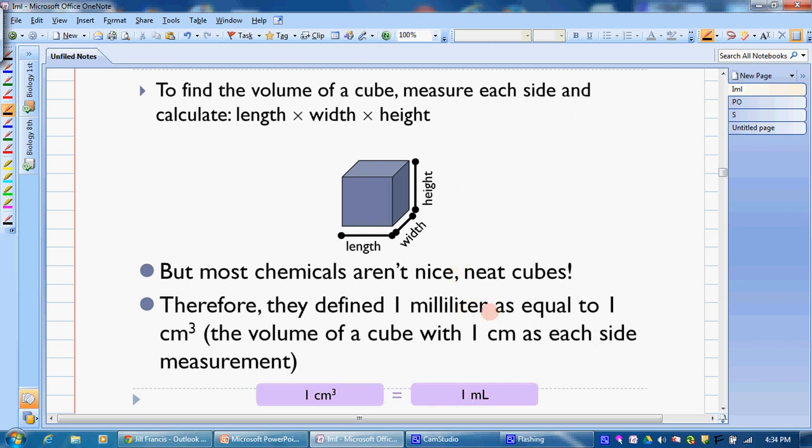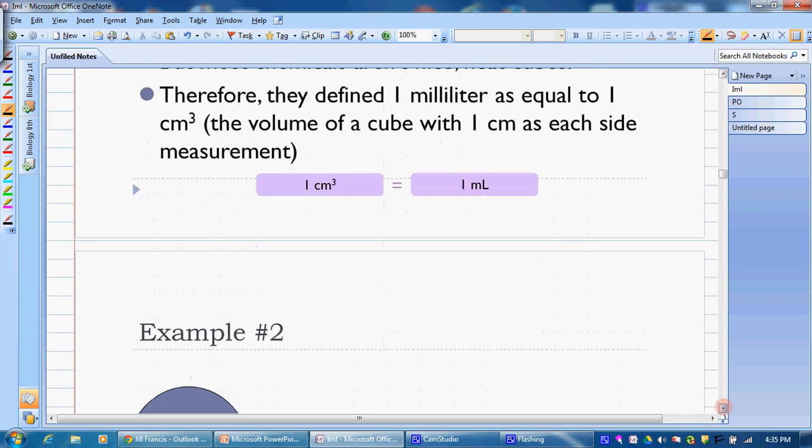Okay, so to find the volume of a cube, we've talked about this too, length times width times height. You get your volume. We know that that would be centimeters cubed. The other way we can write this is 1 centimeter cubed is equal to 1 milliliter. This is just something that you have to remember. If you've ever done anything with medicine, a cc is a cubed centimeter. It's the same as a milliliter. So you just have to remember that conversion factor is the same thing.